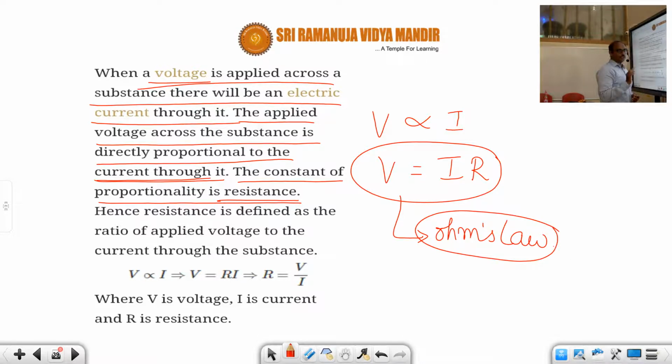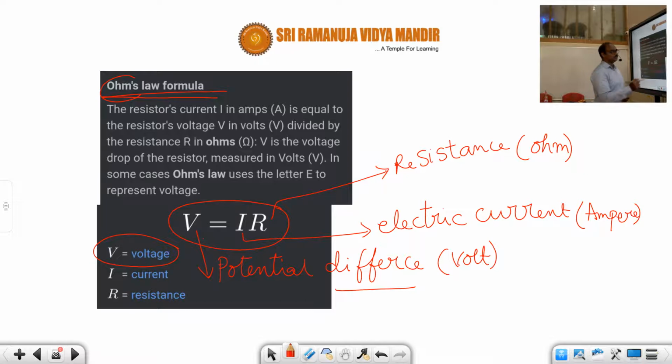So you must remember the units. What is the unit of the voltage? Volt, the potential difference. The current unit is ampere. The resistance unit is ohm. That we already discussed on the previous page. This is the ohm and ampere, and here it is volt. Understood?